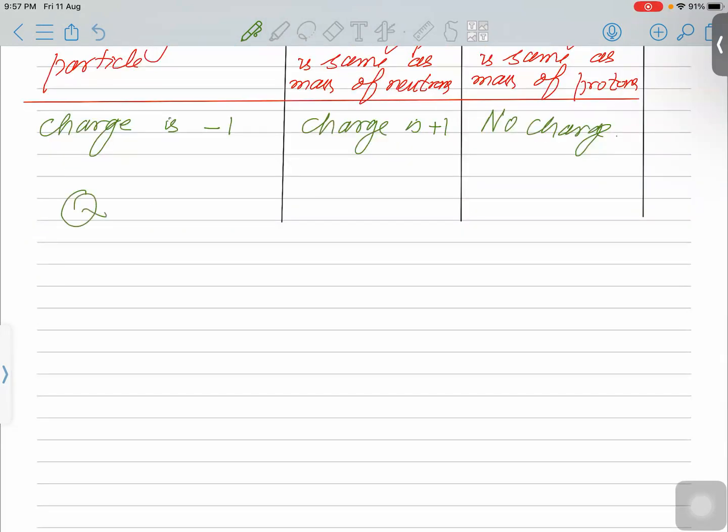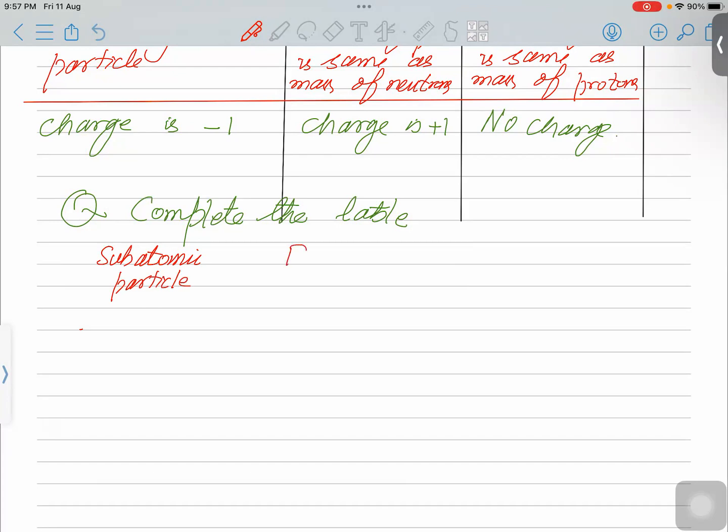Now write the question, complete the table. This question is very important, right? Complete the table. Now, subatomic particle, here we have relative mass, here we have relative charge.